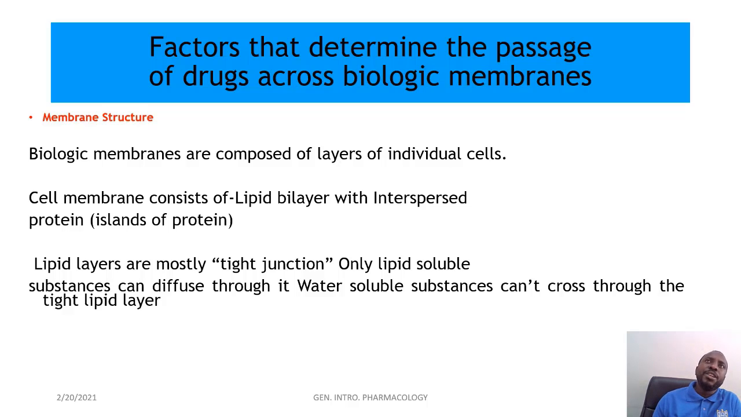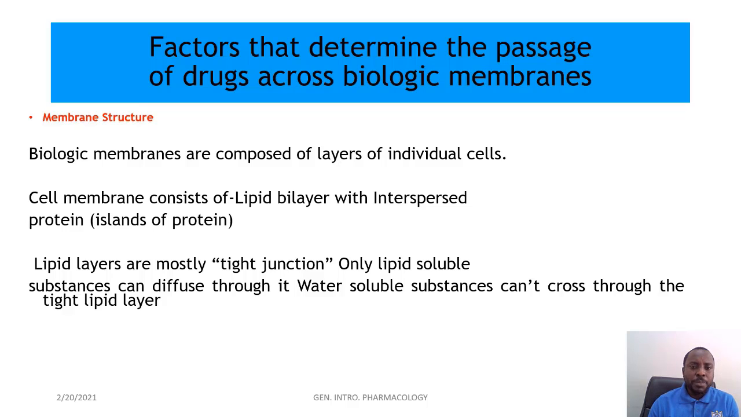how our cell membranes are structured. We all know that our cell membrane is made up of a phospholipid bilayer. So the cell membrane is made up of what? A phospholipid bilayer. This means that our membrane is more of what? Lipid. So because the membrane is lipid, for substances to be able to go through this membrane, the substance will have to be lipid soluble.